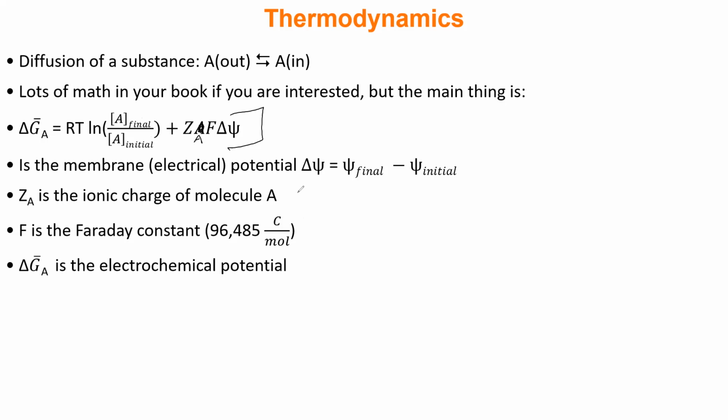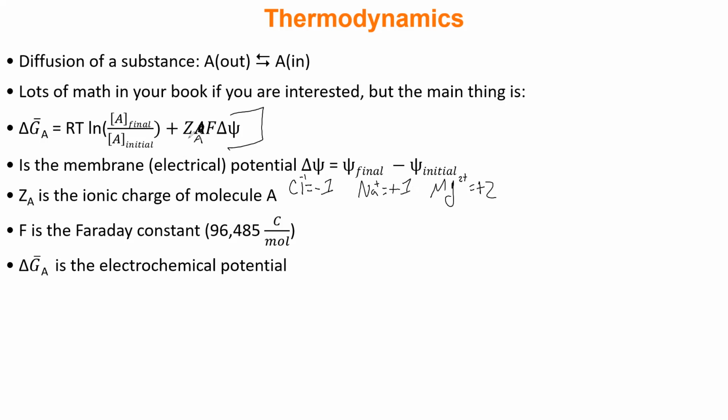So let's imagine that we are moving chlorine. Chlorine has a charge of -1, so Z of A for chlorine is -1. Sodium has a charge of +1, so Z of A for sodium would be +1. Magnesium is +2, so Z of A for magnesium is +2. So it's just saying, what is the charge of your molecule? That's all Z of A is.